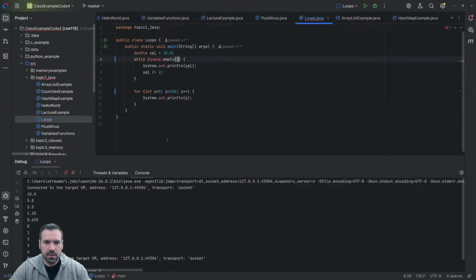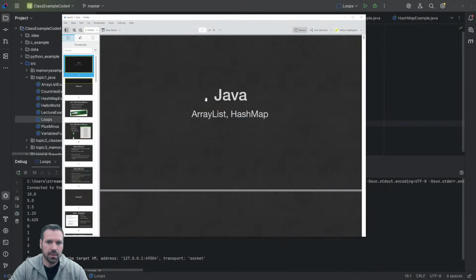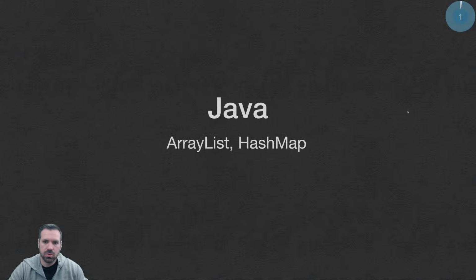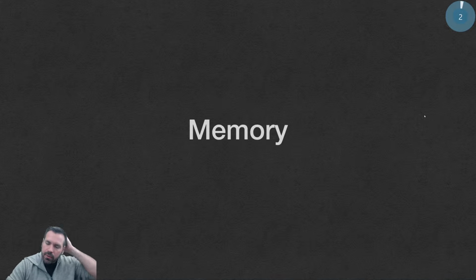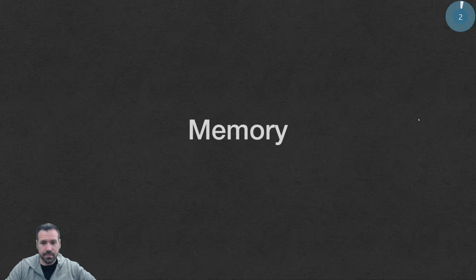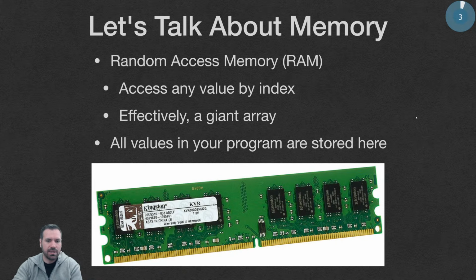All right, let's get rid of our errors here, and head over to some data structures. All right, array list and hash map. But first, let's talk about memory. And if you have more questions, please let me know.